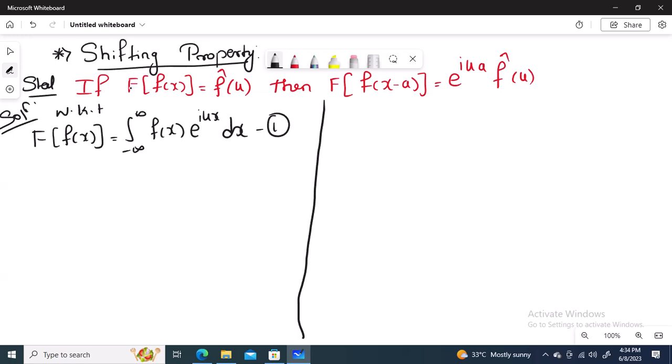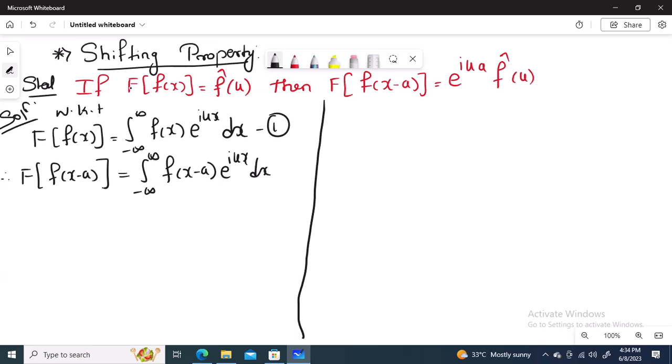Then in place of f(x), what do we have? f(x − a). Therefore, what happens to the Fourier transform of f(x − a)? It is equal to the integral from minus infinity to plus infinity of f(x − a) e^(iux) dx.